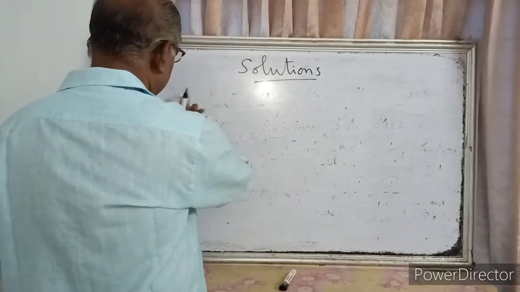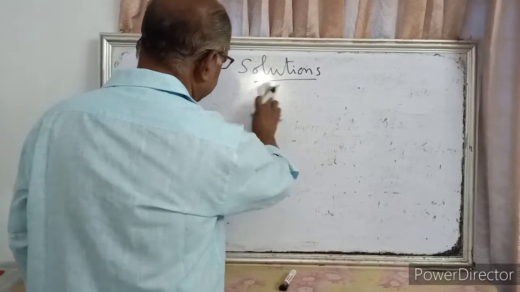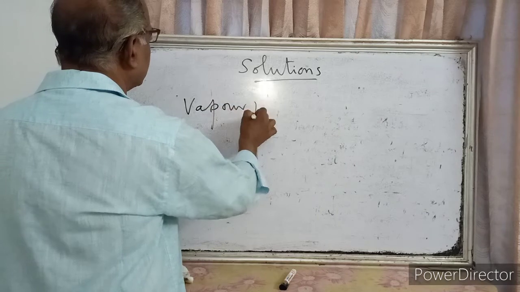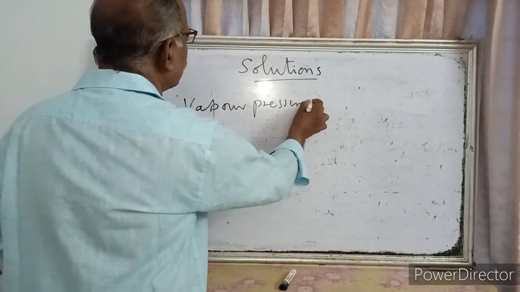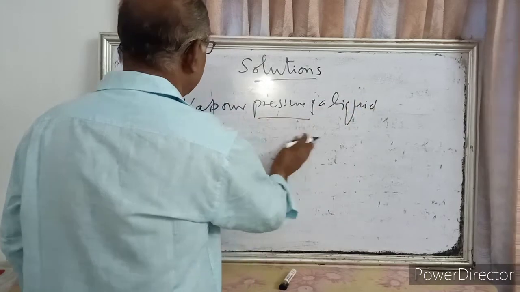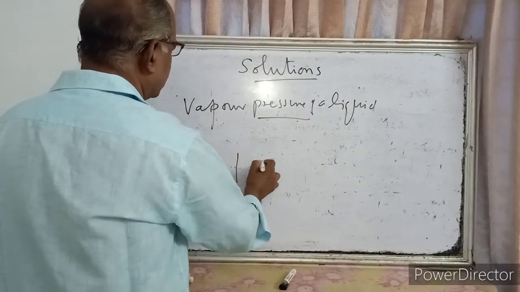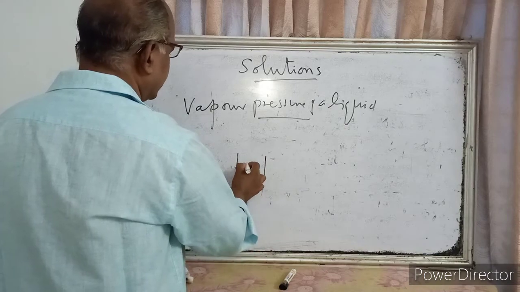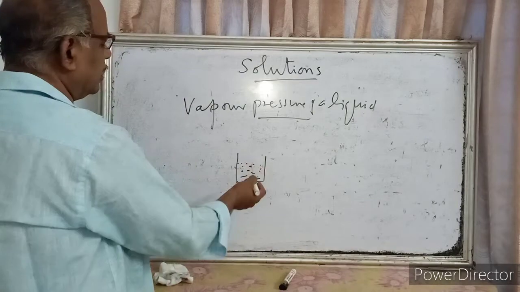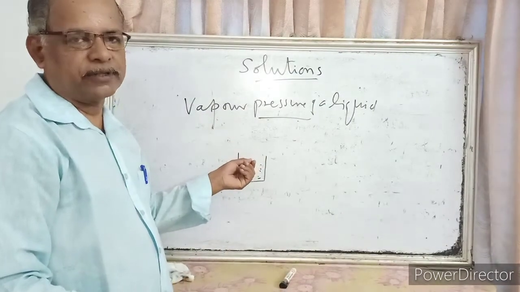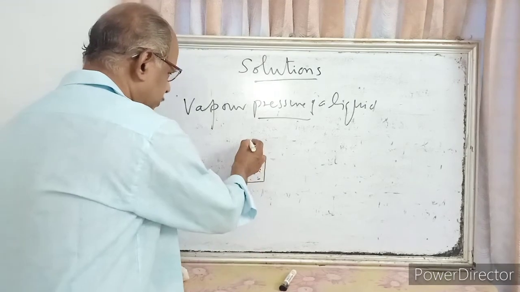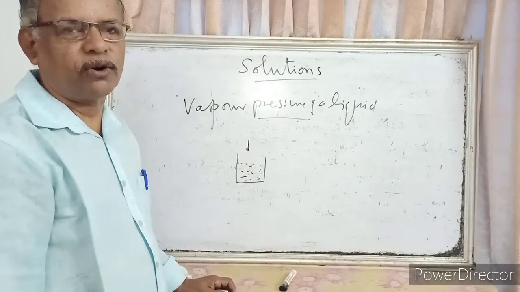So next we have to study about what is vapor pressure. Vapor pressure of a liquid. So for example, you take some liquid in a beaker and this liquid will vaporize and go into the atmosphere. So here there is only atmospheric pressure. The pressure exerted by the atmosphere is only here.